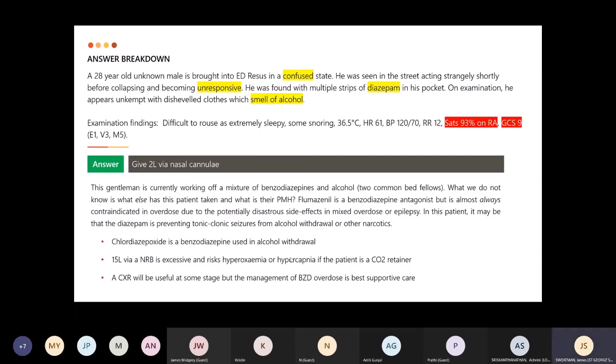And then the chest x-ray, really, really useful at some stage, because alcoholics and people who abuse drugs have all sorts of things that can happen to them, including long-term empyemas that suddenly cause masses of problems. But the management of the overdose is best supportive care.